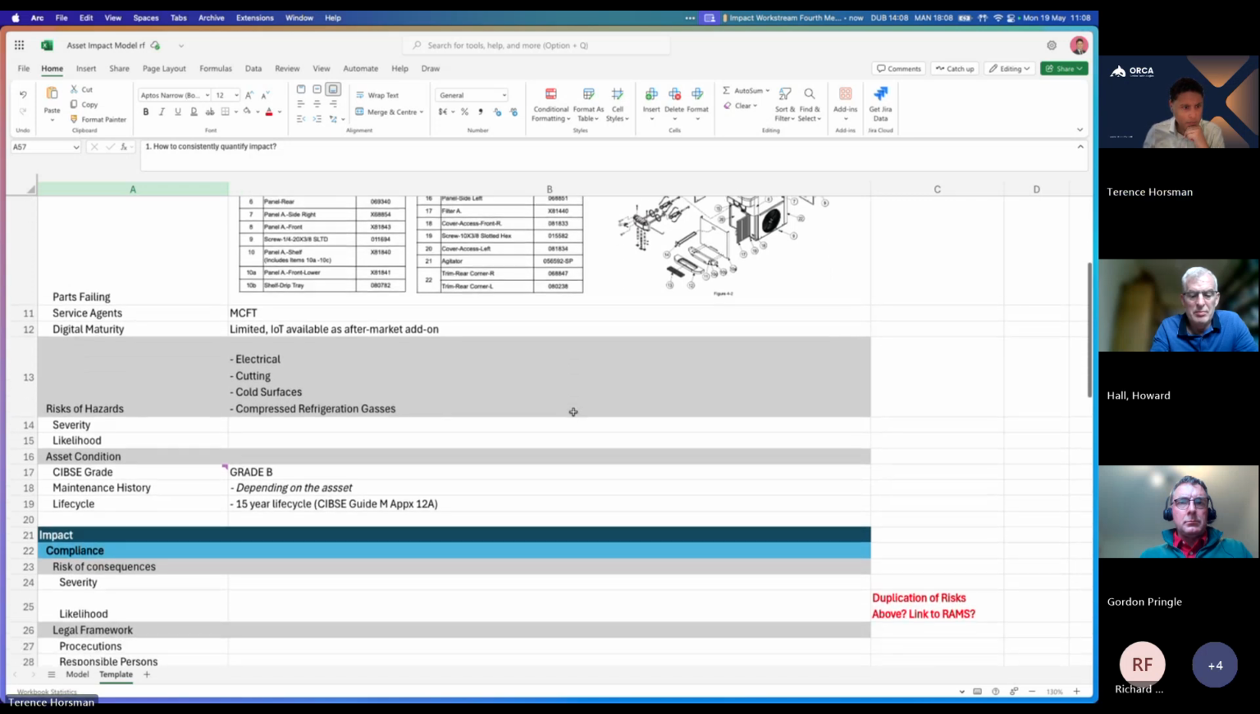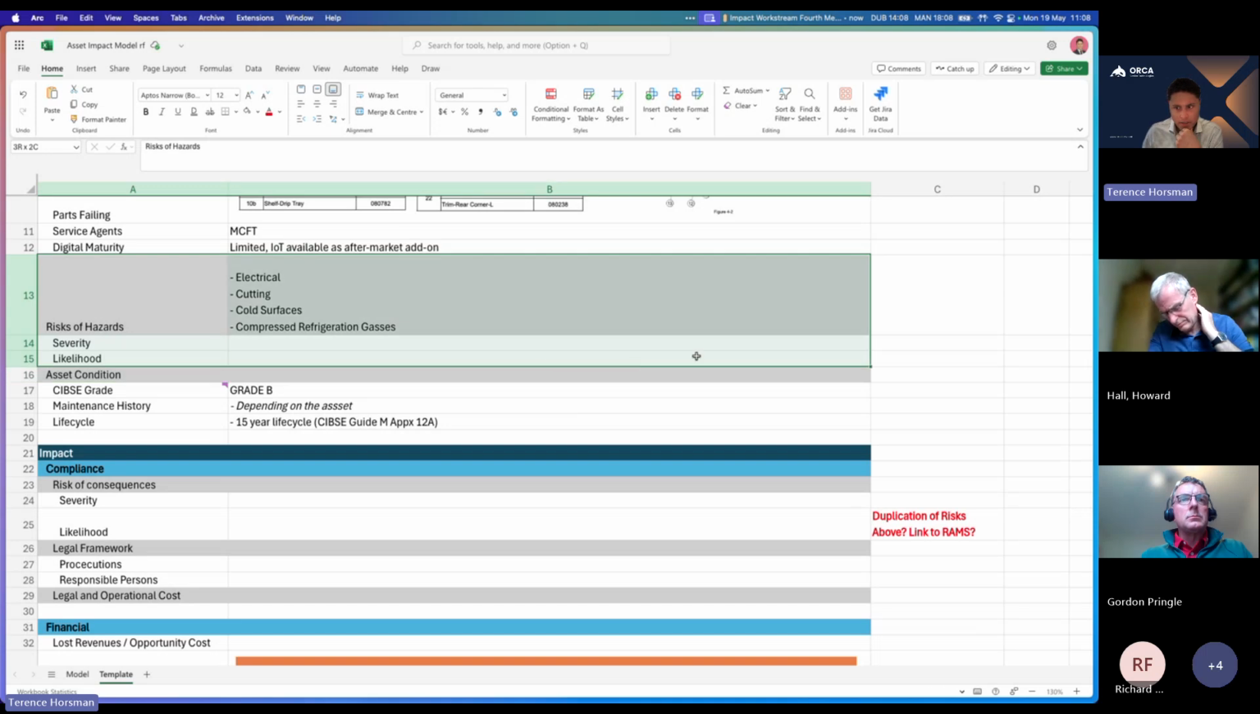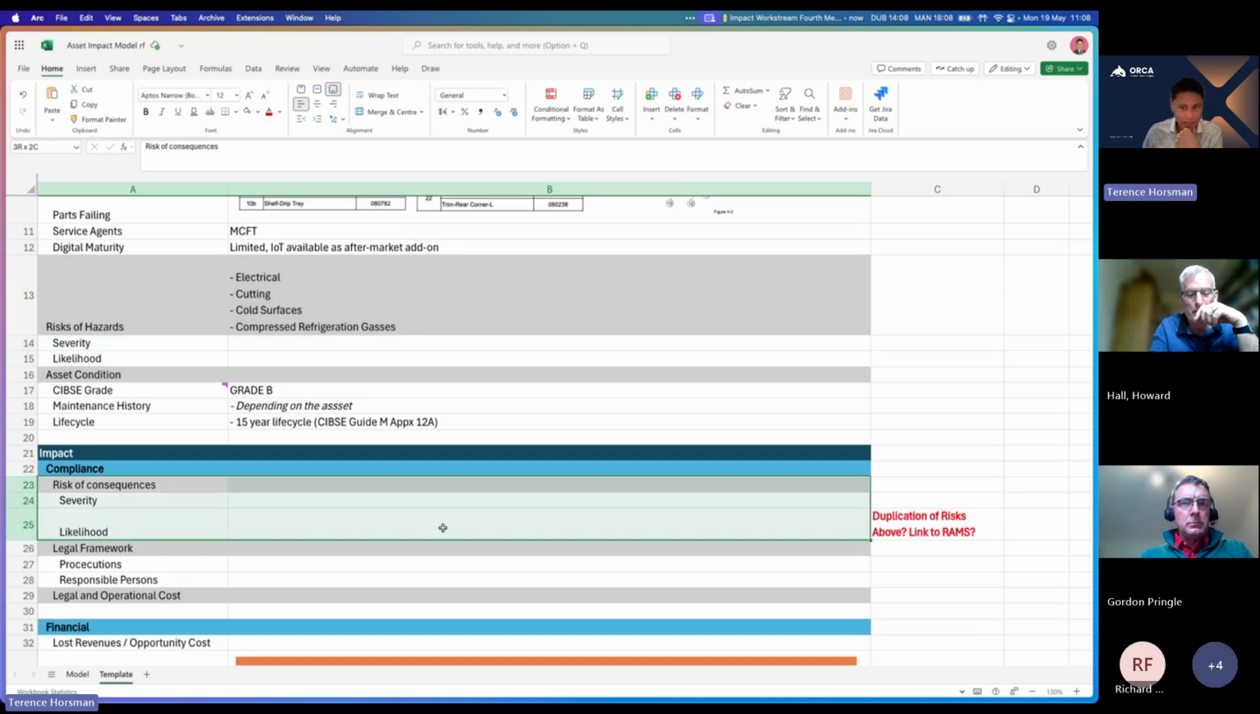Yeah, then on the risks. Correct me if I'm wrong, but I think we have a duplicate here. When we compare risks and we have the risk matrix, we also have a risk matrix under compliance with risk of consequences, severity and likelihood. I think there's significant overlap there.